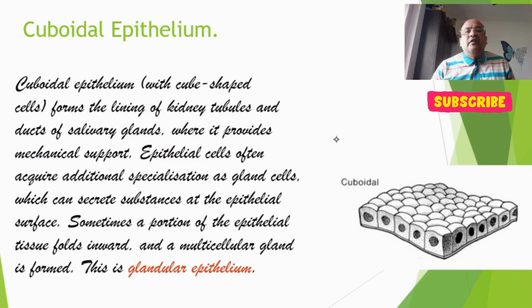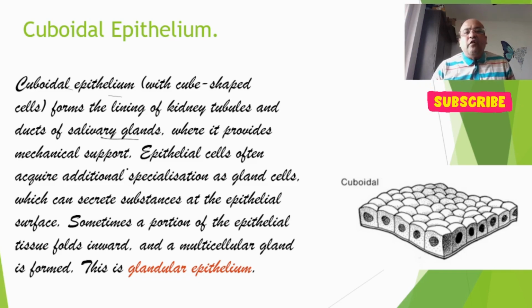Now let's see what we understand by cuboidal epithelium. The word itself tells us that cuboidal is cube-like. Cube-like cells form the lining of kidney tubules and the ducts of salivary glands, where they provide mechanical support. So mechanical support is imparted by the cuboidal cells.